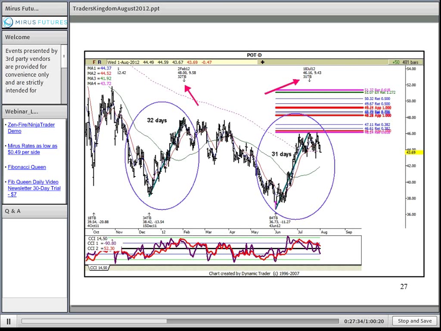Okay, I'm going to go over POT. This was another one of the setups. Now, the larger pattern in POT was still down. The shorter term pattern, obviously from the June 4th low, we've had a beautiful rally in POT. But I noticed that we were coming into resistance, looking at a weekly chart and also more data on the daily chart. So I had a 32 trading day rally, and I had a 31 trading day rally into resistance, and it looks like it triggered a short in the last couple of trading sessions.